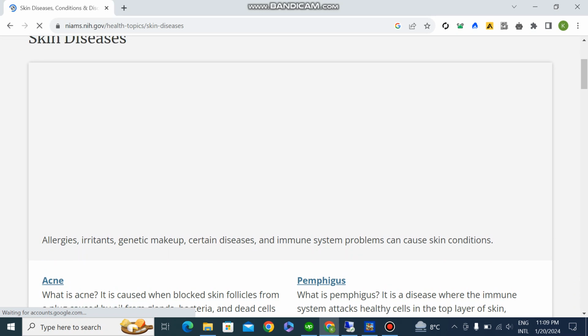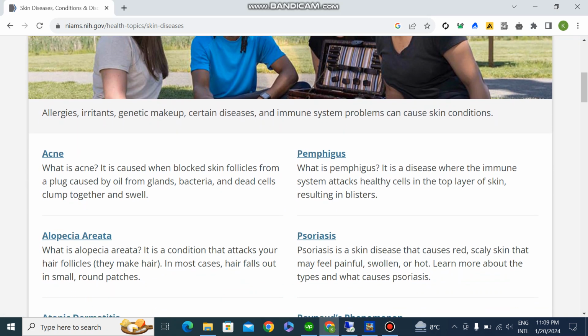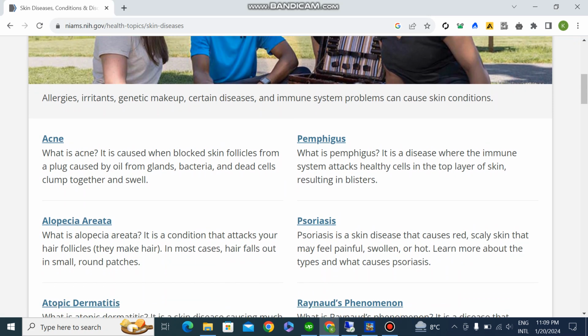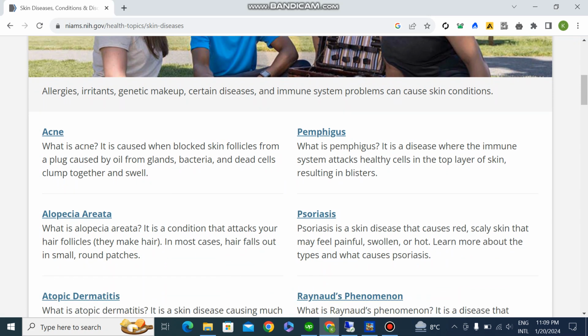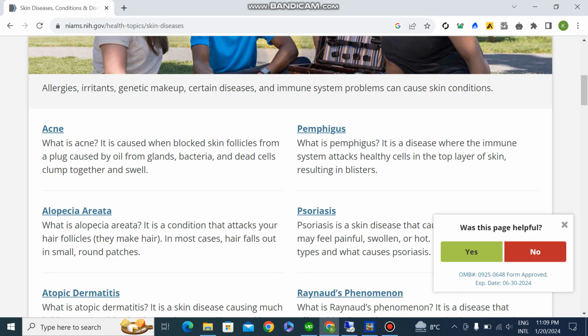Allergies, irritants, genetic makeup, certain diseases and immune system problems can cause skin conditions. Acne. So what is acne? It is caused when blocked skin follicles form a plug caused by oil from glands, bacteria and dead cells clumping together and swelling. Alopecia areata. What is alopecia areata? It is a condition that attacks your hair follicles. In most cases, hair falls out.